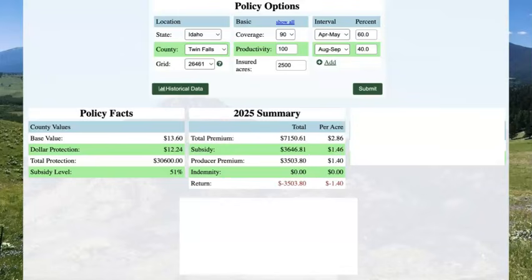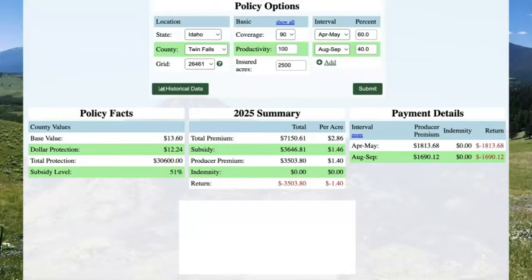The next box shows you an easy-to-read guide to how much you as the producer paid for the policy, how much the government subsidized, the indemnity you received, and the final net profit or loss you received from your policy. The Payment Details box shows what was received for each allocation interval. The April-May interval accounted for 60% of the insured protection.